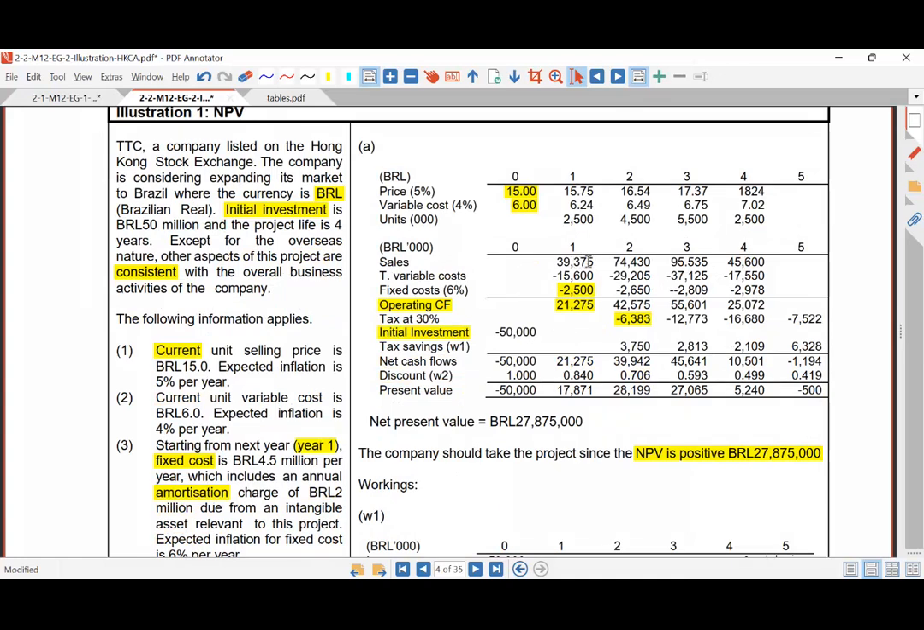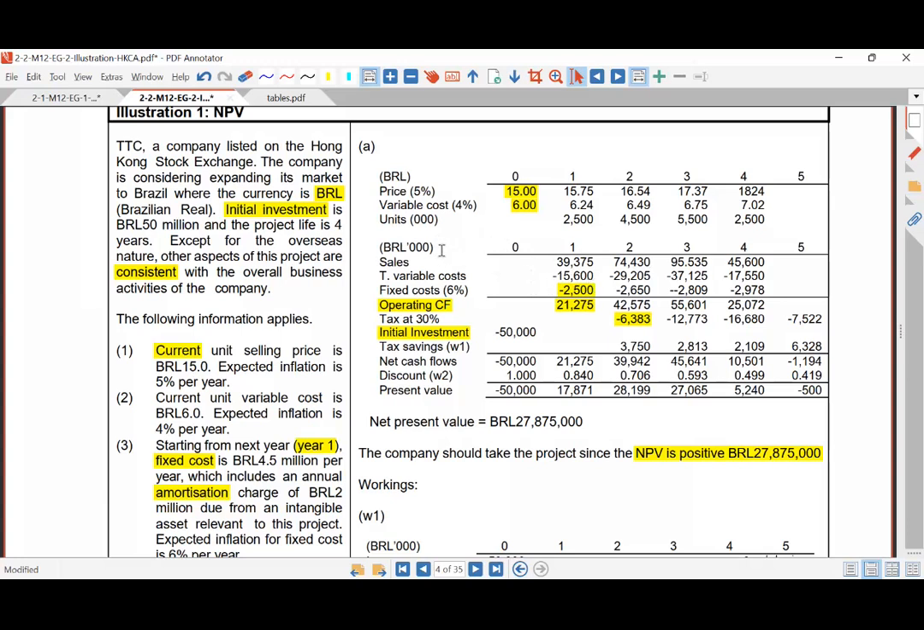Multiply by the number of units, and you should get sales of 39,375. Okay, 16.54 multiplied by 4,500, you should get 74,430. All this you work in terms of thousands. If you want to work in millions, you are welcome. So you can work in millions, then you save the 30.